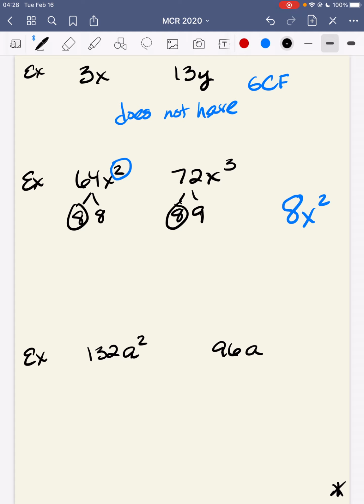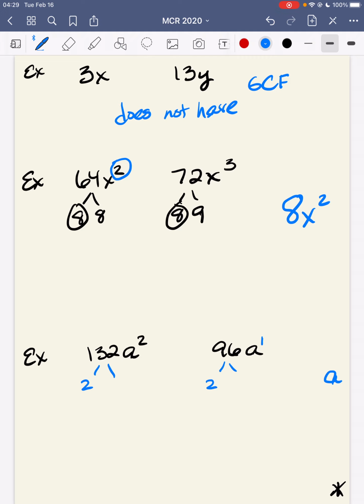The last one's going to be a little bit harder. This one I may want to go ahead and break it down. Okay. I know I'm going to have one a in common because my smallest exponent is 1. So start with the variables first. Now I got to deal with 132 and 96. Okay. You can pick any number that divides into both of them or what they have in common. I see they're both even. Okay. And seeing that they're both even, I'm going to divide each one by 2. Okay. So I know they're going to have a 2 in common.